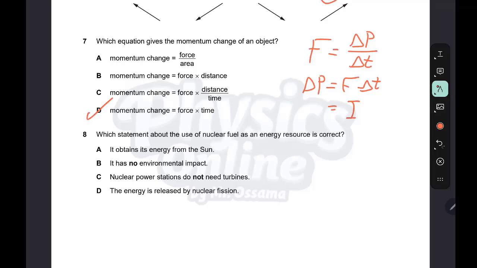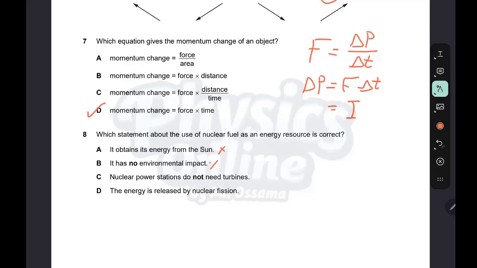Which statement about the use of nuclear fuel as an energy resource is correct? It obtains the energy from the sun. No. It has no environmental impact. Yes, it has. Nuclear power stations do not need turbines. No, of course it does need turbines to generate electricity. The energy is released by nuclear fission. Yes, this is correct. The answer is D.